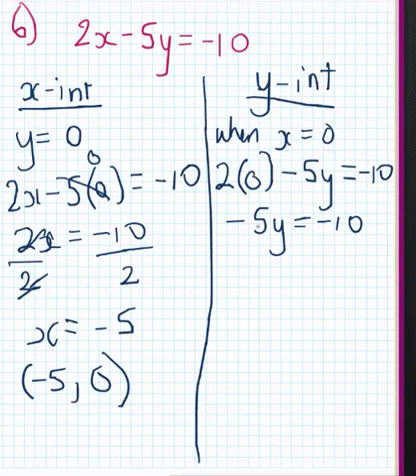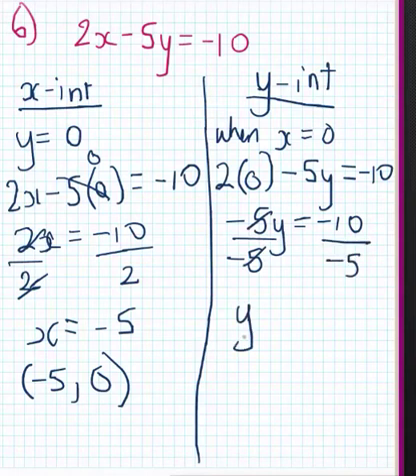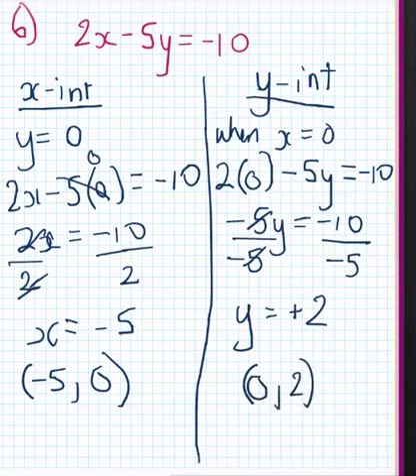I know my next step, well, I've got negative 5 times y. I've got to divide by negative 5, which is the opposite of times. Divide by negative 5. Now here is where you have to be careful. We can see we are dividing two negatives, so two negatives make a positive, and 10 divided by 5 is 2. And write it as a point. So when x is 0, so x comes first, y is positive 2. And now all we have to do is plot these 2 points on a graph, and we're done.